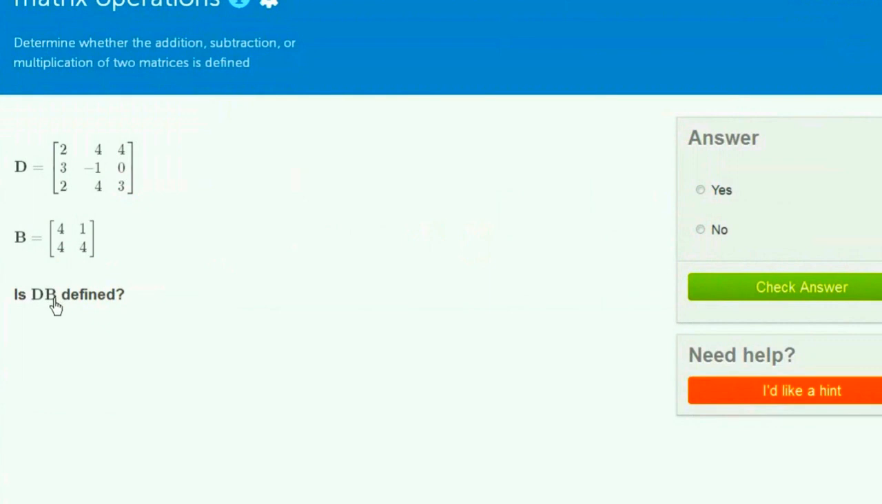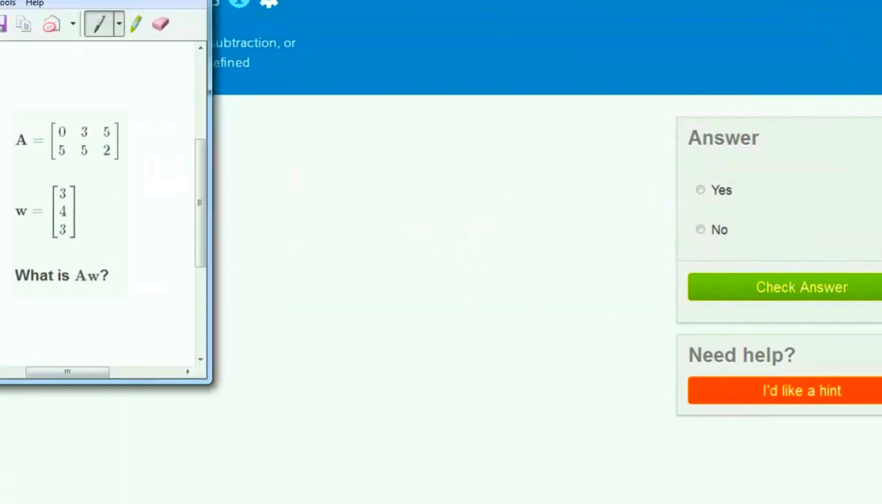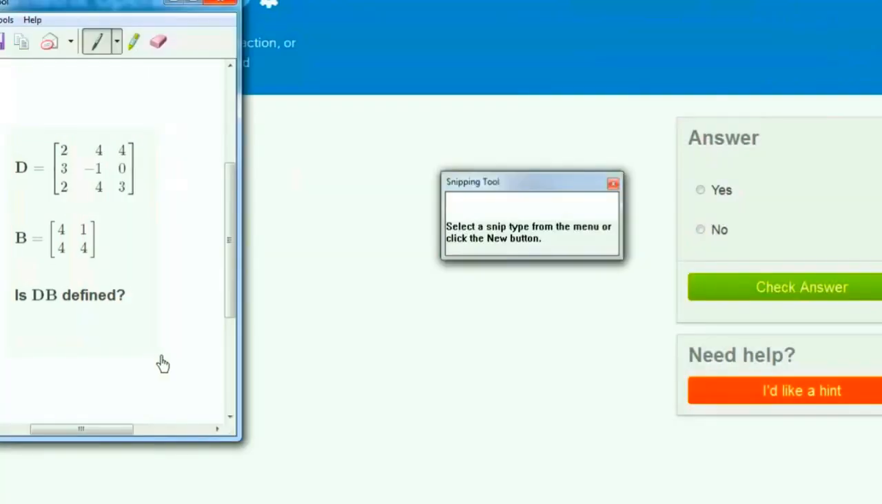So D times B is going to be defined if, let me make this very clear. And this is how I think about it. So let me copy and paste it so I can do this on my scratch pad. So to answer that question, get out a scratch pad right over here. Let me paste the question right here. So let's think about these two matrices.